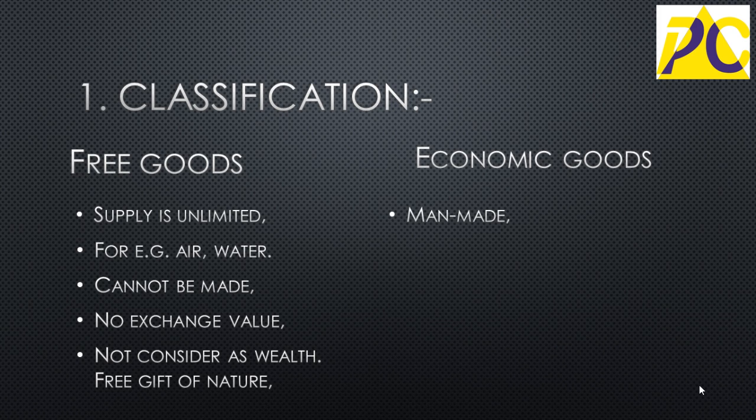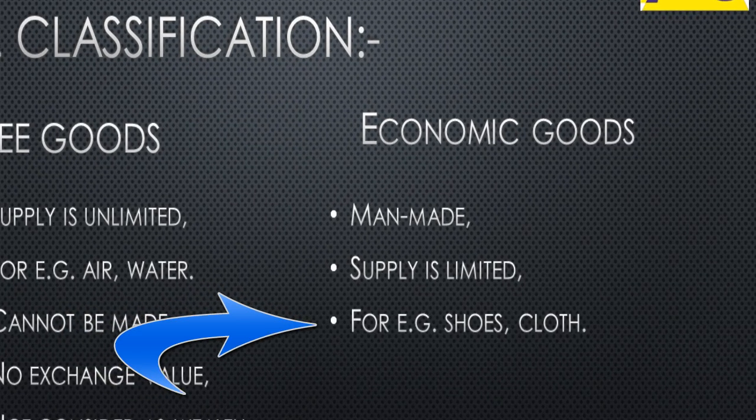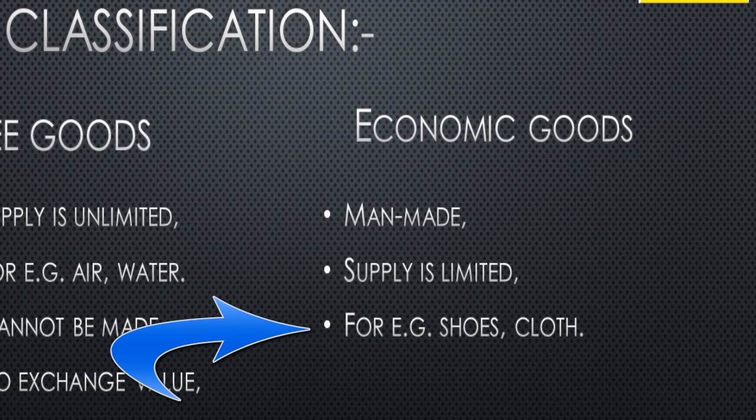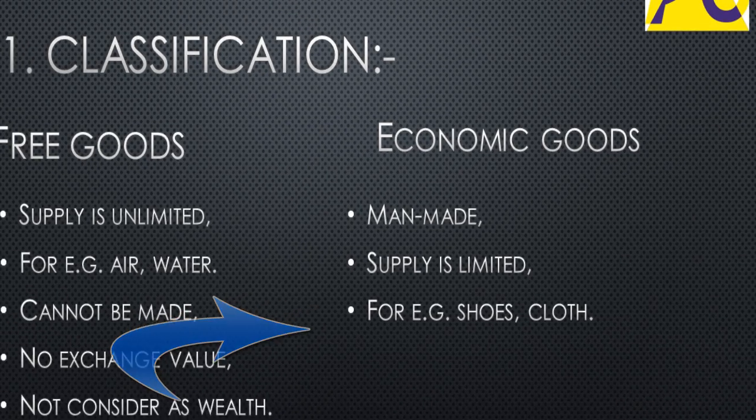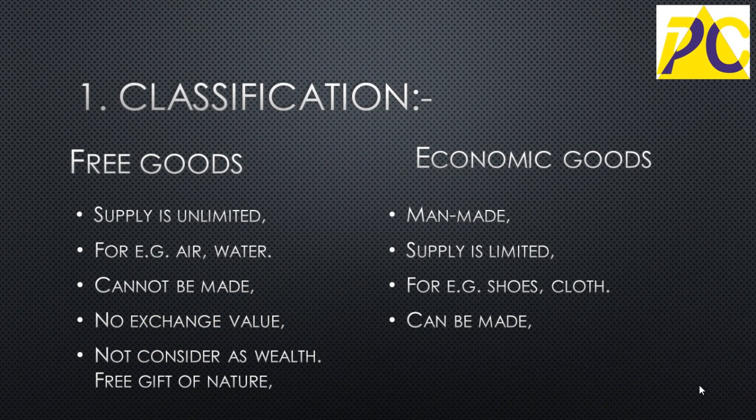On the other hand, economic goods are man-made. They are made by man. Moreover, the supply is limited. Because the supply is limited, we pay a price. Let us see an example. For example, shoes and clothes. A simple example is easy to remember and gives you more marks. Next, they can be made or produced. They have exchange value and are considered as wealth.